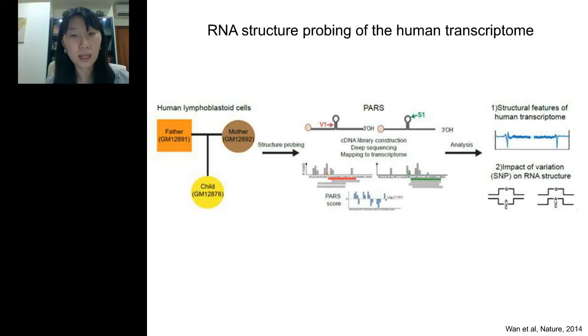We utilized this method to look at the human transcriptome. What do the RNA structures in the human transcriptome look like? Are there any global patterns? How do different factors such as single nucleotide variations affect how RNA structures fold in the human transcriptome? First, I would like to tell you a little more about the global map of RNA secondary structure in the human transcriptome.